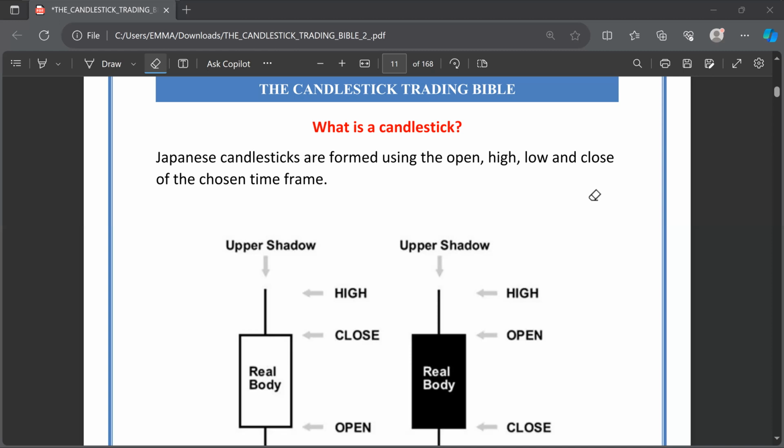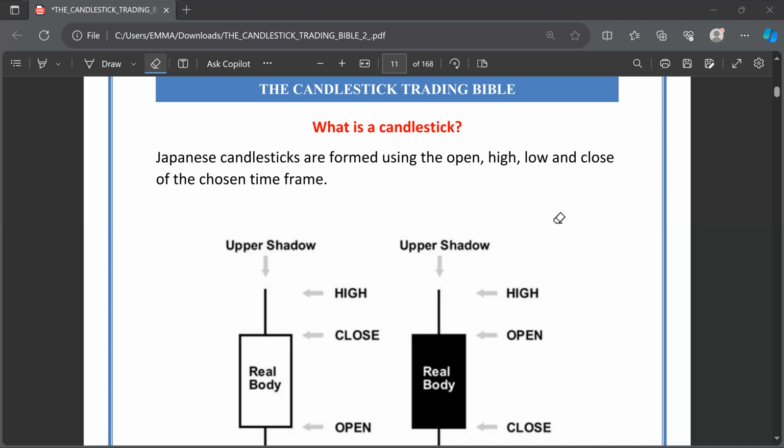So basically, two types of candlesticks. Candlesticks can be represented with any color at all. In this book, the white candlestick represents the buyers and the black body the sellers. But as we proceed, we will be using green to represent the bullish candlesticks and red as the bearish candlesticks.